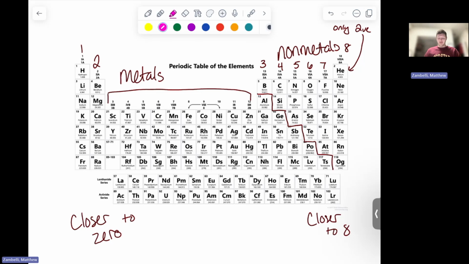Also, if we don't want to forget, this last column are our noble gases. They already have 8, or in helium's case 2, but they already have a full valence shell. They're not going to mix with anything because they're already happy, they're already stable. They don't want to talk to the other elements. They're going to hang out all by themselves. So now we just really worry about the rest of the elements.